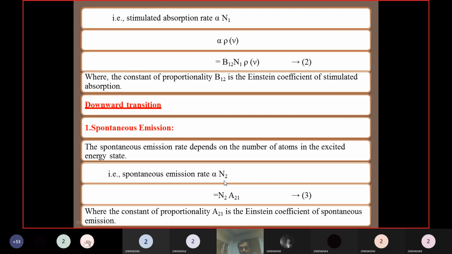Okay, so number of atoms or electrons here is N2. So the rate of spontaneous emission is proportional to N2. There is a coefficient A21. Therefore, rate of spontaneous emission equals N2 into A21. Let us take this as equation number 3.